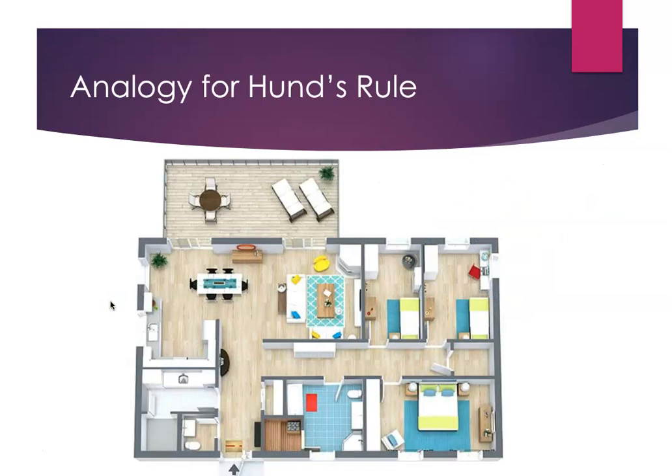So, an analogy for Hund's rule is if we're looking at, say, a 3-bedroom apartment. If there are 3 people who live in the apartment, they each get their own room. If 4 people live in the apartment, one room will have 2 occupants and the other rooms will be singly occupied. Right? So if you can have your own room, you'd rather have your own room. You only share if there's more occupants than there are bedrooms.